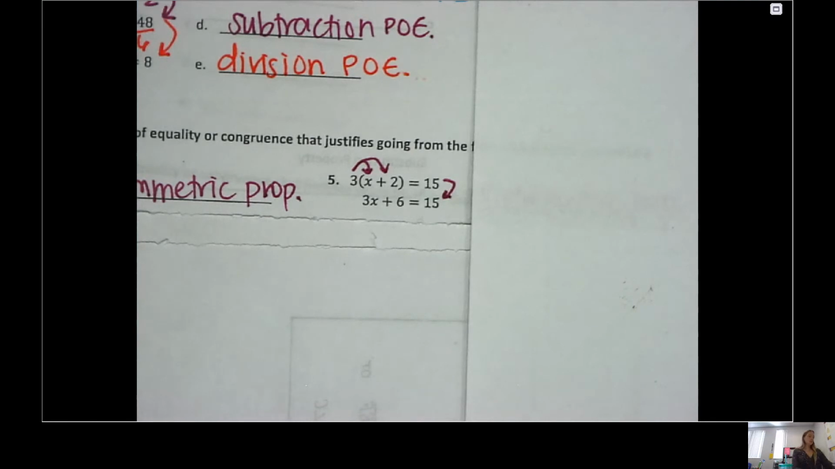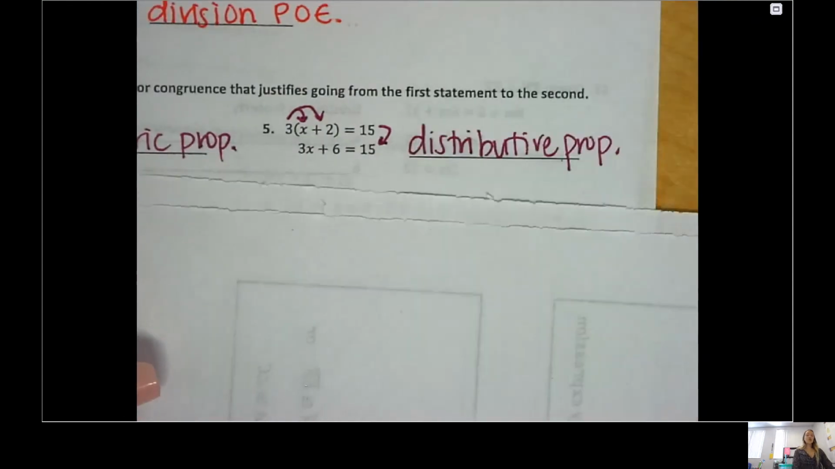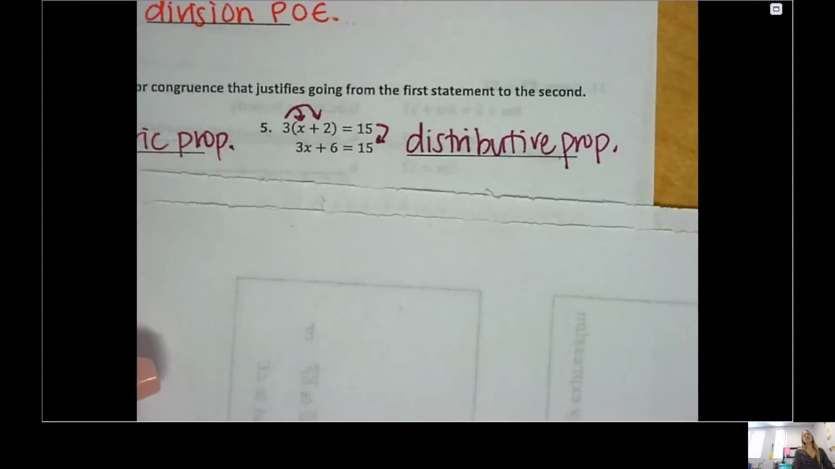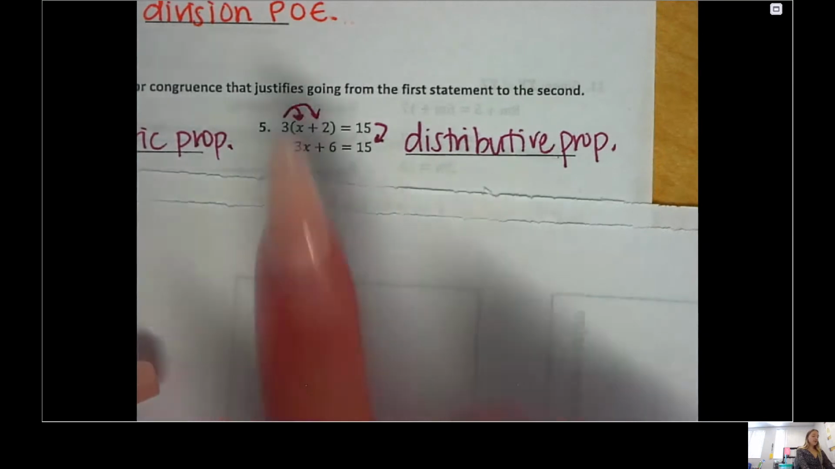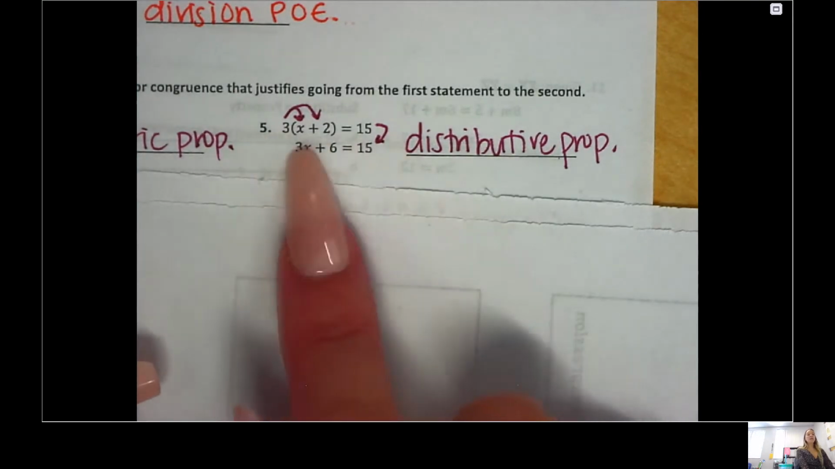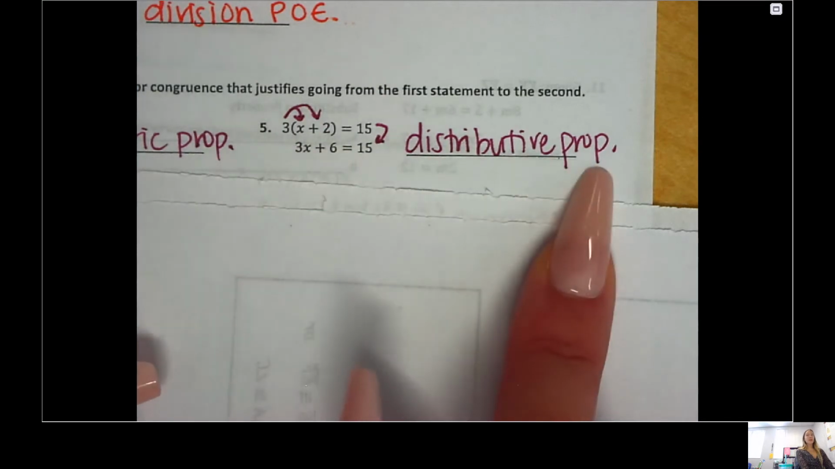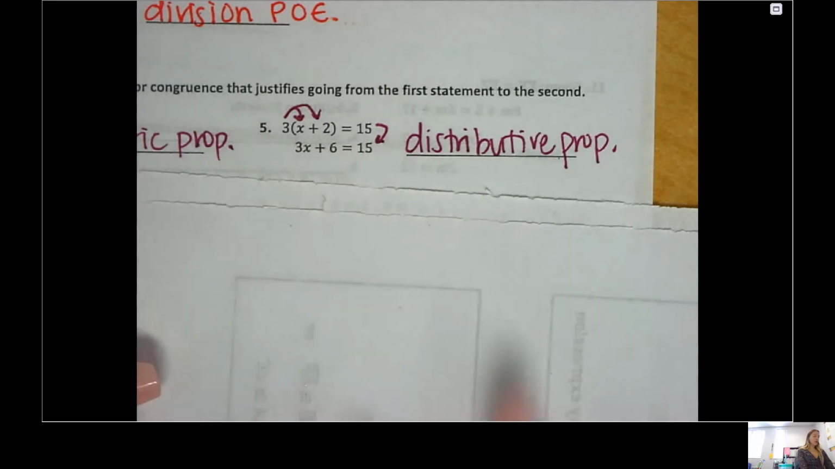All right, what'd you get for number 5? Distributive property, beautiful. You can just put distribution, that's fine. So all you're doing is taking that 3 and giving it away to everything on the inside. It did not happen on both sides. It only happened on one side of the equation, so it's just a property and nothing else. Distributive property, good.